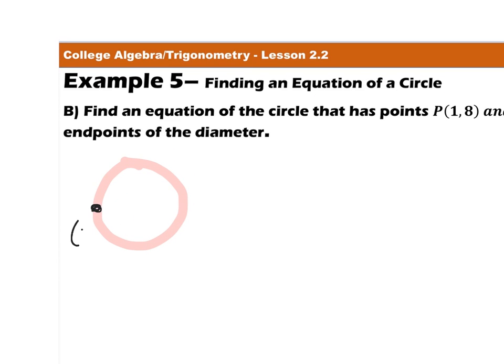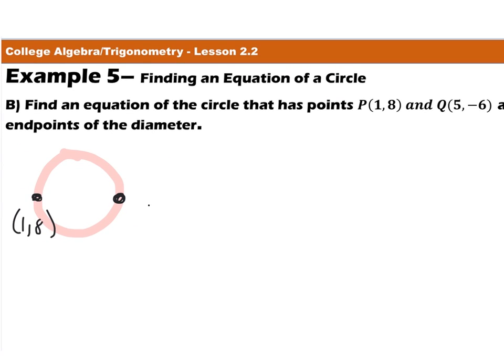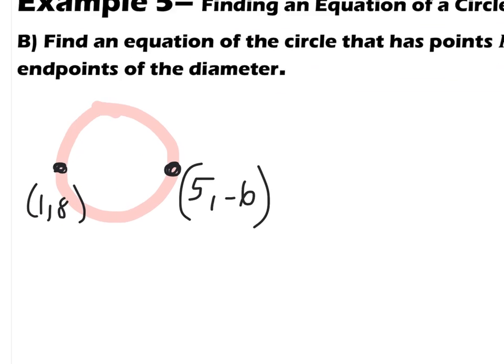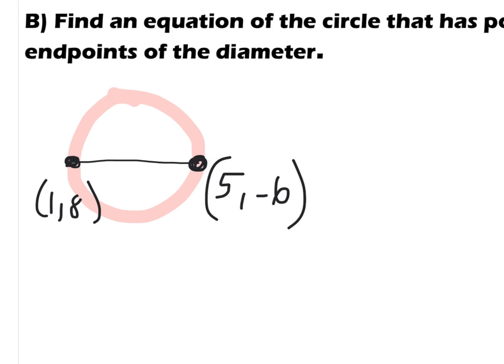So let's just say this is (1, 8) and this is (5, -6). You guys are going to say, why'd you put it there? Well, the diameter does what to a circle? It tells you how long it is from side to side. There you go, from one point to the other.